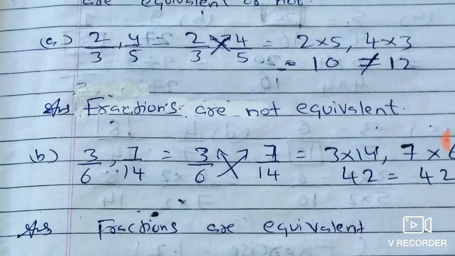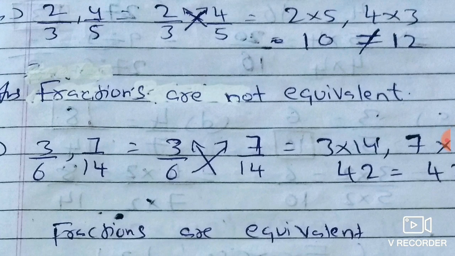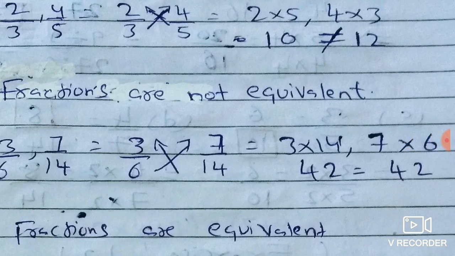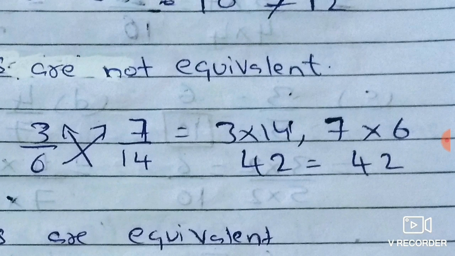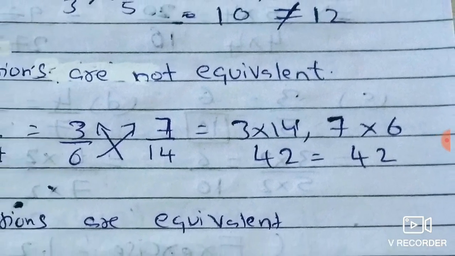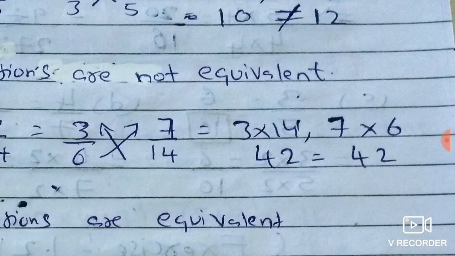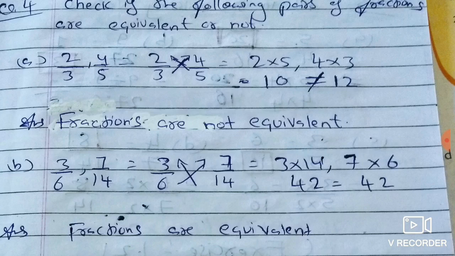Next question. 3 upon 6, 7 upon 14. Again we use the cross multiplication method. Write 3 upon 6 and 7 upon 14. Here we multiply 3 with 14 and 7 with 6. So 14 3s are 42 and 7 6s are 42. So the multiplication of both is 42 and 42. So yes, this fraction is equivalent because both answers are the same. In this way we find whether fractions are equivalent or not, and write at the end, fractions are equivalent.